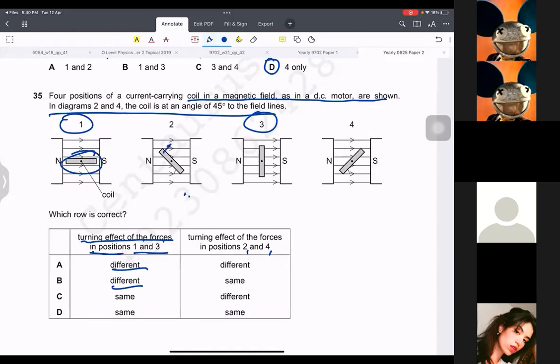If this is turning, like this is turning, like this is turning. So they are both attached. I think it should be the same, because here it will just keep on turning. Here the force is going to be 0, so there will be no turning effect. Here it will be maximum. So that's why it's different and same. Good question, actually. All right, any questions, please let me know.